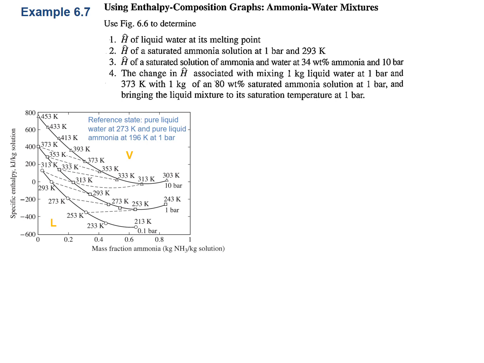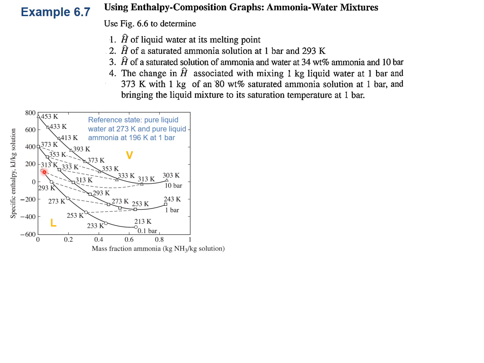Example 6.7, using enthalpy composition graphs, ammonia water mixtures case. In the previous example, we used the steam tables. Then we obtained the values from the table. In this example, we have a phase diagram, fortunately. So we'll use this phase diagram. The x-axis is the mass fraction of ammonia, that is to say kilogram ammonia per kilogram solution, where the solution is a mixture of ammonia and water. The y-axis is specific enthalpy, kilojoule per kilogram solution.